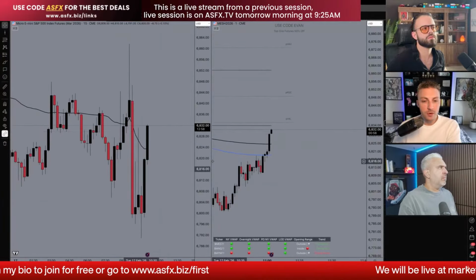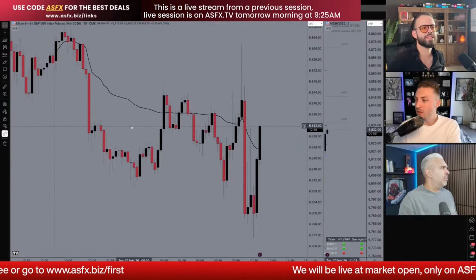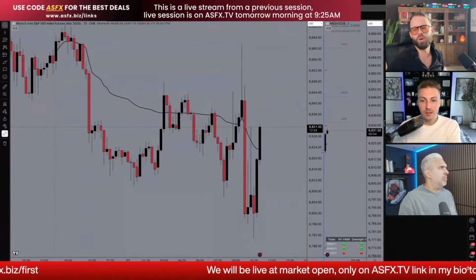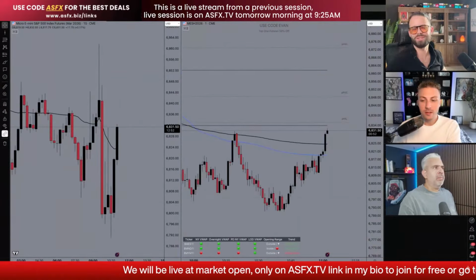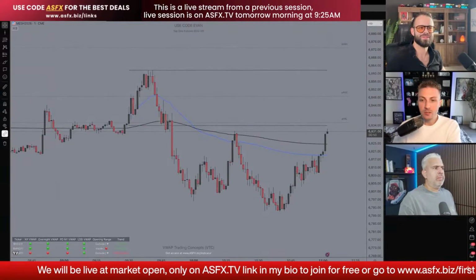So choppy. This price action is so bad. Look at this, it's literally what you said it was going to do overnight: move in one direction and then back the other way. Yeah, it just sets a range.